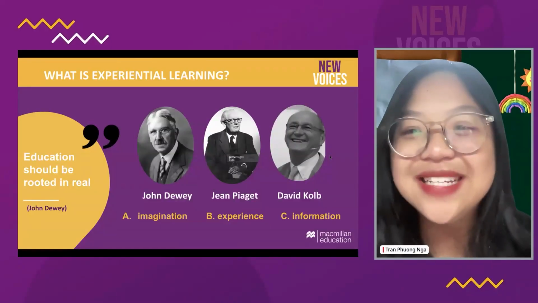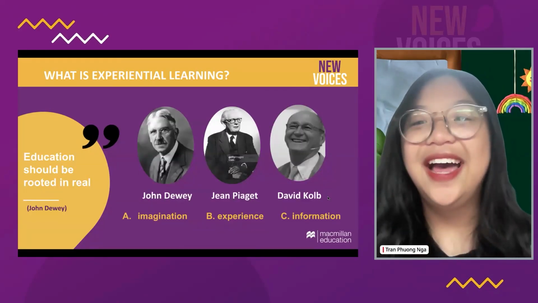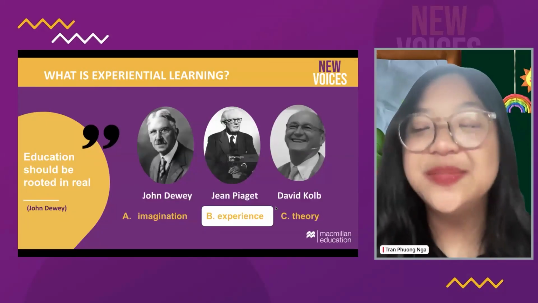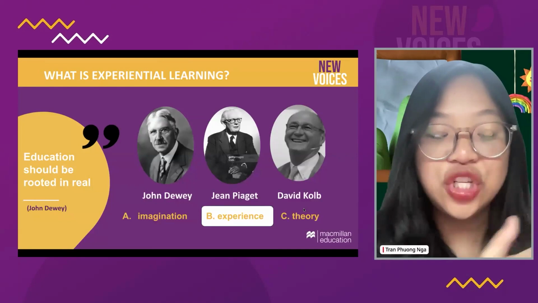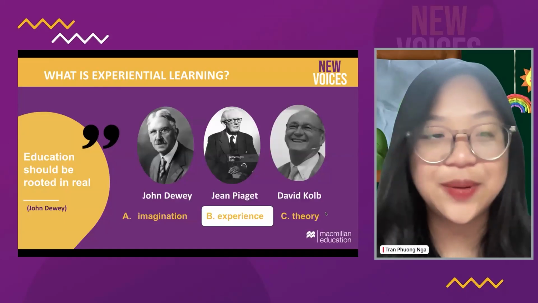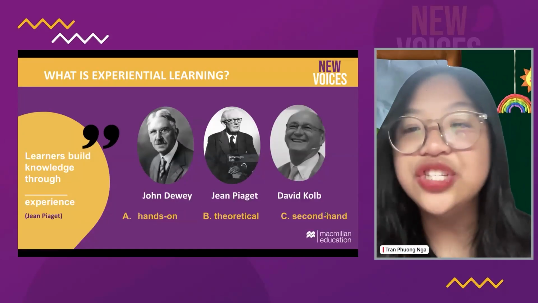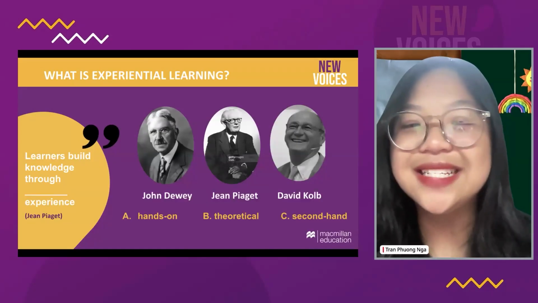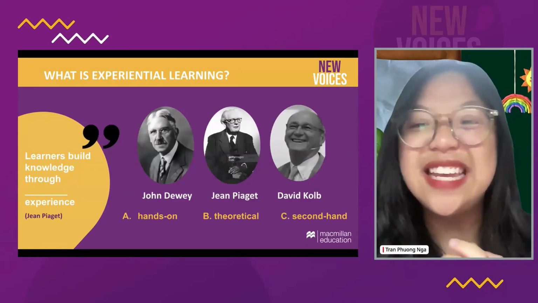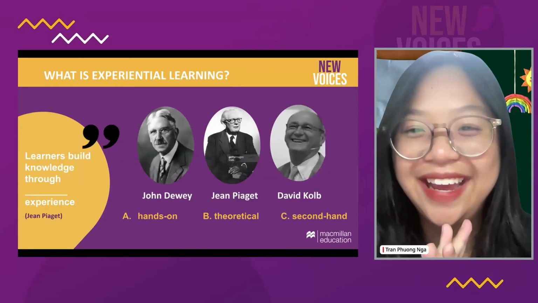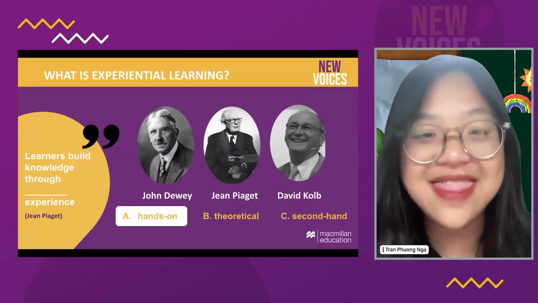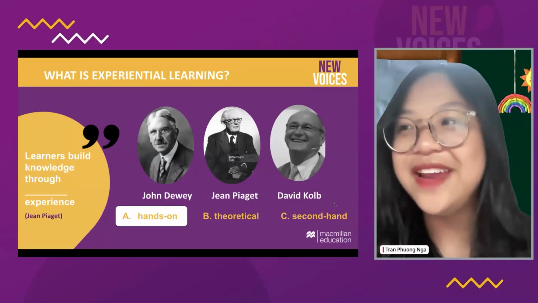You all go with B, experiences. Wonderful, thank you. That is the correct answer: education should be rooted in real experience. Okay, that's from John Dewey's concept. Moving on to Jean Piaget, he said that learners build knowledge through something experience. A, hands-on experience; B, theoretical experience; or C, secondhand. Everybody? Wow, you are so quick at this part. Everybody says A, and that is the correct one: hands-on experience.